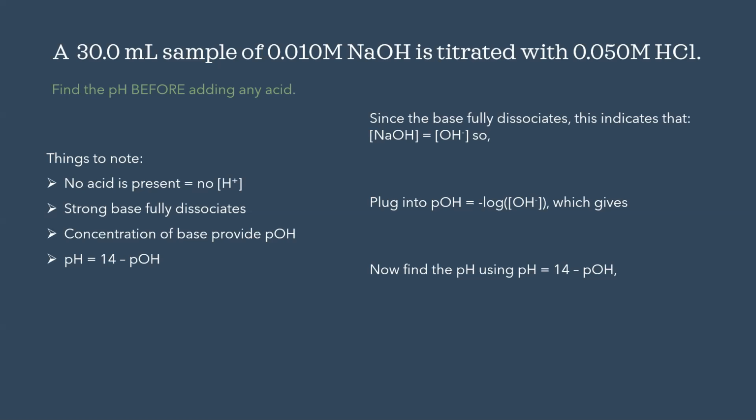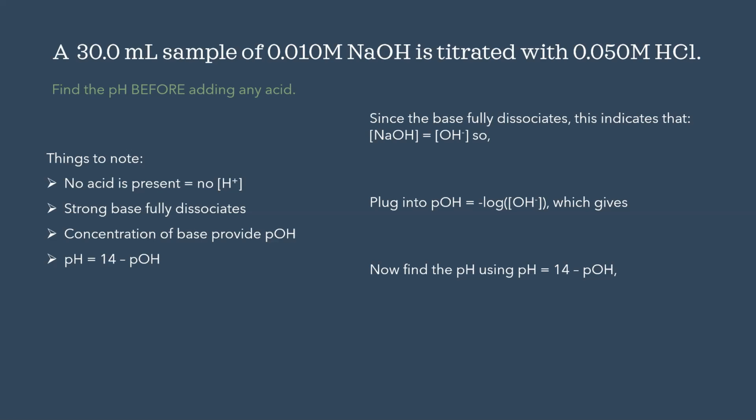Now that we have a general idea of what we will be working with, we can begin. In this example, we are asked to find the pH of the solution before the addition of acid. Now remember, since no acid has been added, there is no free hydronium, so our pH must be calculated from the pOH. The pOH can be attained from the concentration of hydroxide.